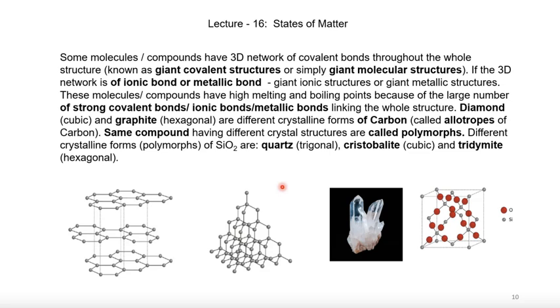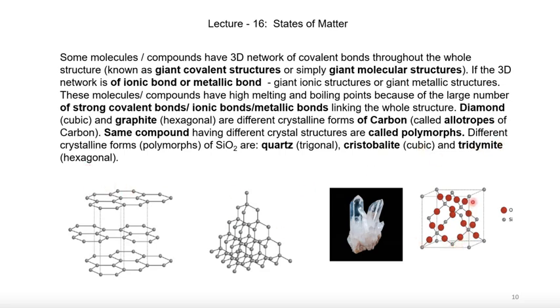When we have a compound having more than one form, the same compound having different crystal structures, we call those compounds polymorphs. As we call isomorphs different compounds having the same structure, here, the same compound having different crystal structures, we call them polymorphs. So you see, silicon dioxide has many polymorphs. One is quartz, another cristobalite, and then tridymite. Quartz is trigonal in crystal structure. Cristobalite is cubic. Tridymite is hexagonal.